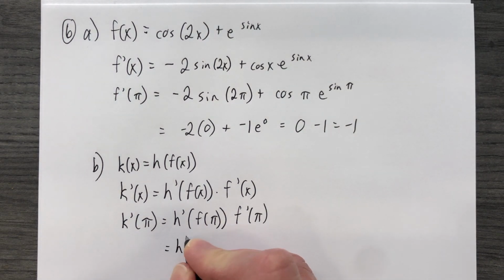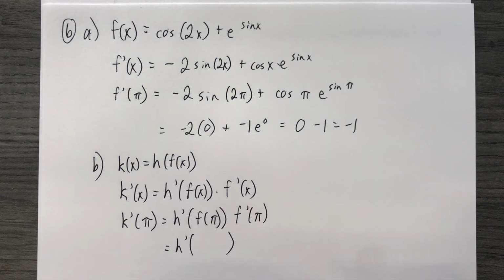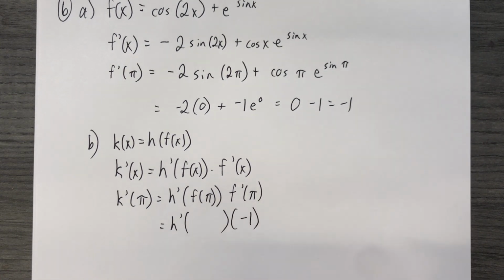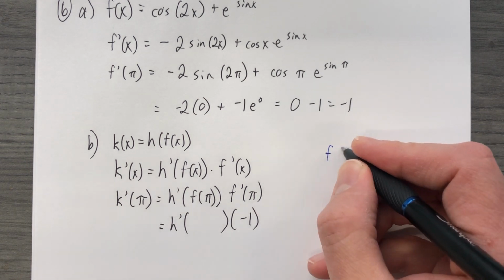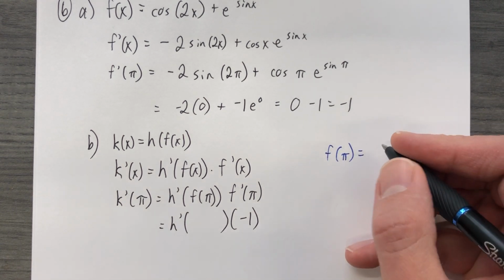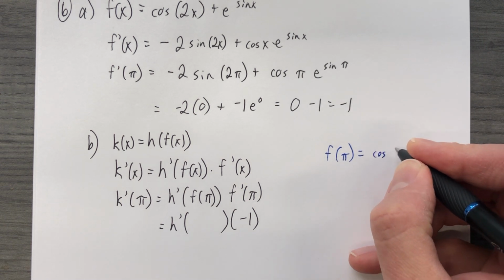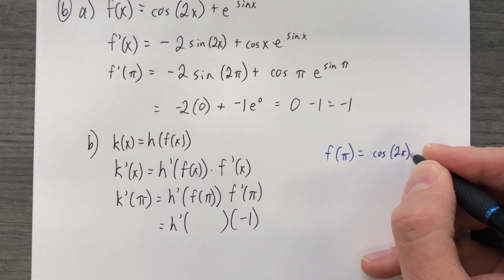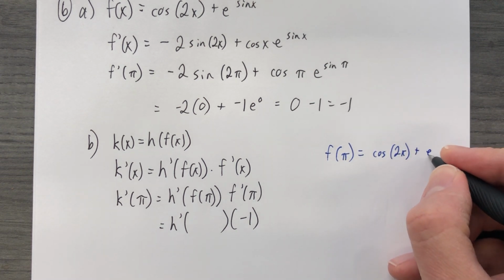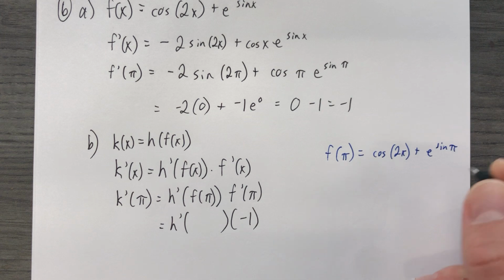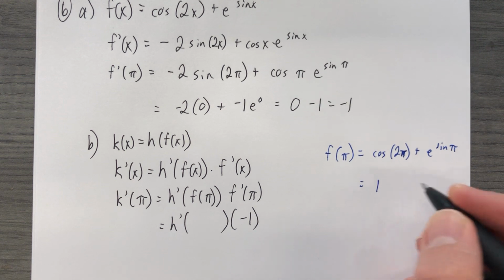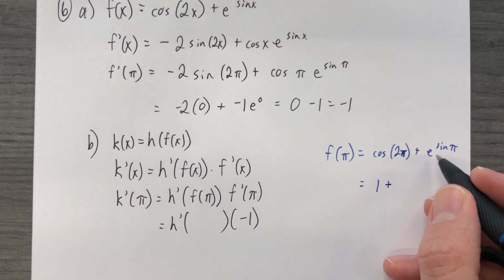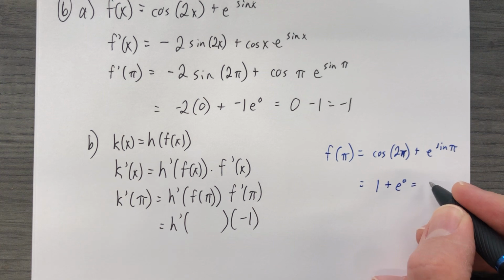All right, so h prime of, we need to find out what this is. We don't know what that is yet. We do know that this is negative 1. So we're kind of hitting a snag here, changing colors. Don't do that on the exam. You'll be writing with a pen. F of pi, just doing my work over here. We're going to plug in a pi and get cosine of 2 pi plus e to the sine pi. All right, cosine of 2 pi would be positive 1, so we have a positive 1 plus e to the 0. E to the 0 is 1, so we're going to have a 2 there.